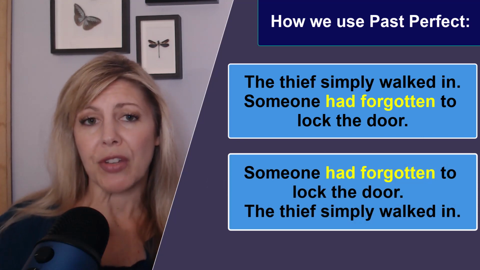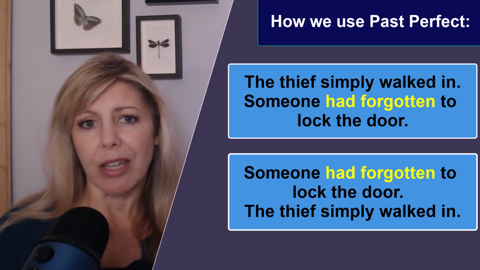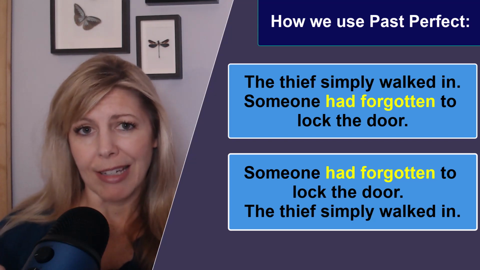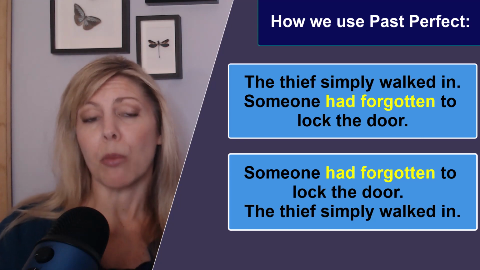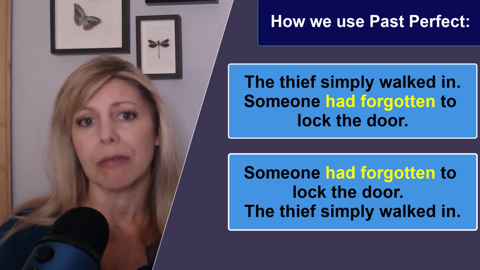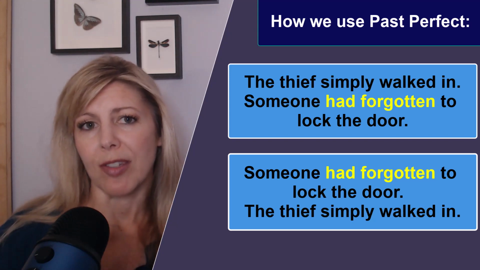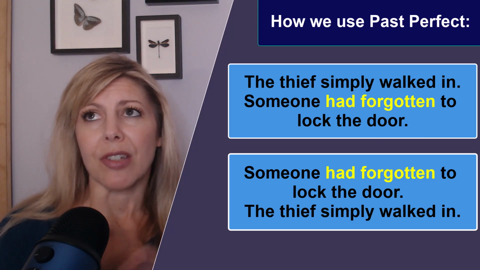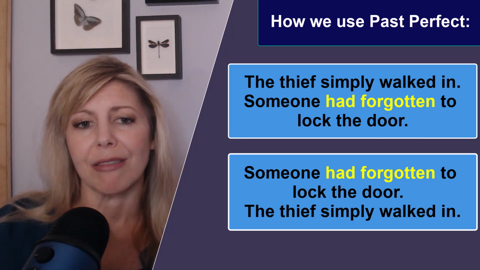So the first event is that someone forgot to lock the door. The second event was the thief walked in. So we have to say had forgotten. Someone had forgotten to lock the door. And then the thief came in. So that's why we say had. Again, forgot is an irregular verb, so we say forgotten, had forgotten.